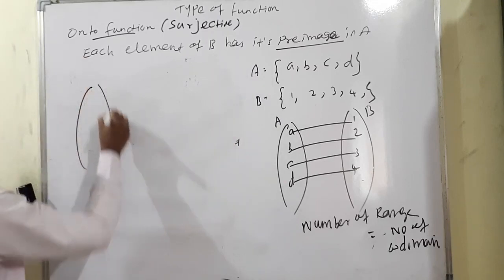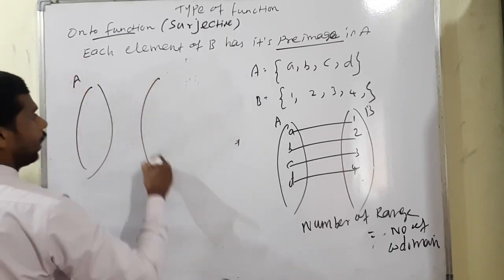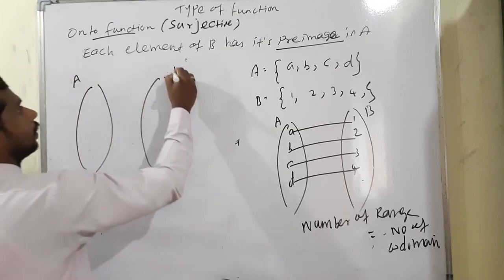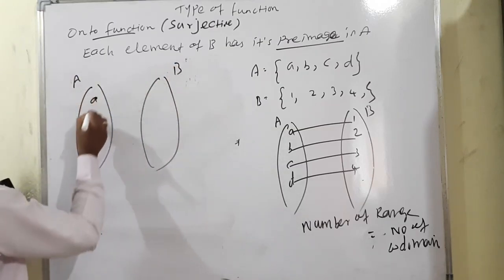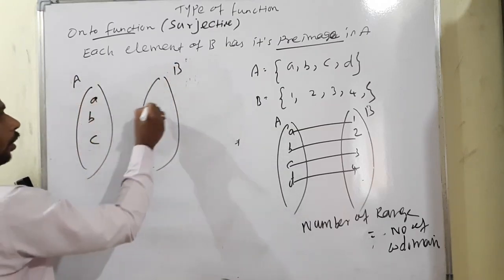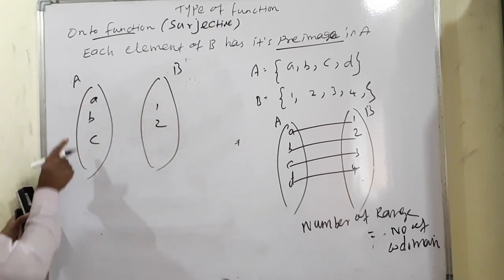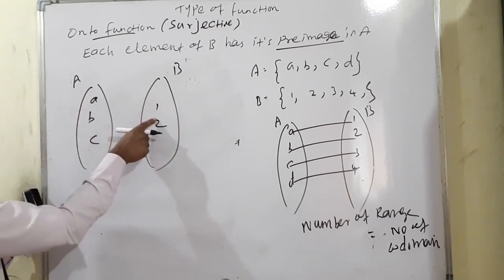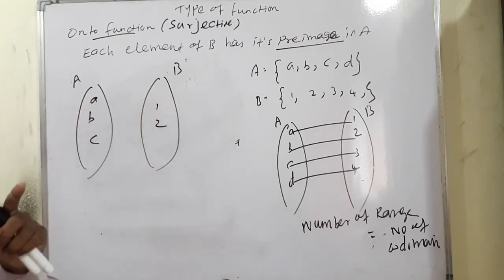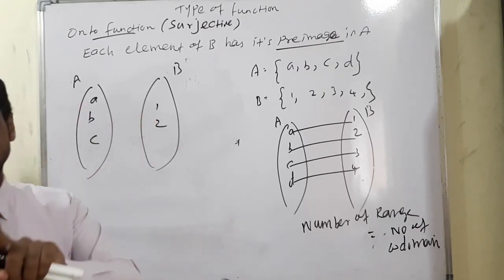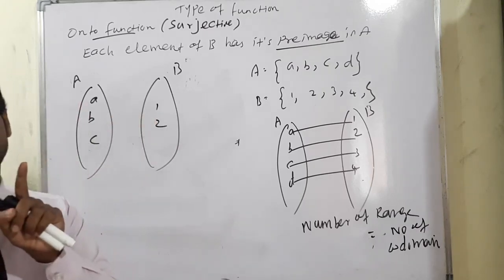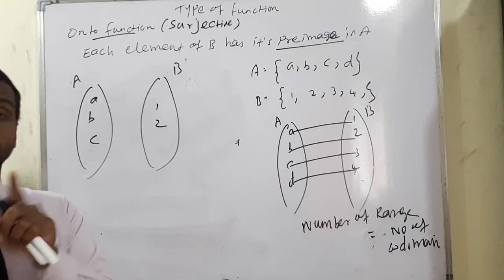Suppose A and B. So A we have A, B, C, but in the codomain only 1 and 2 are there. This is an example: this is the child, this is the parent. Already we know a parent can have 2 children, but a child cannot have 2 mothers, isn't it?